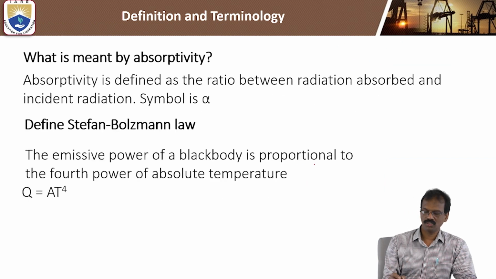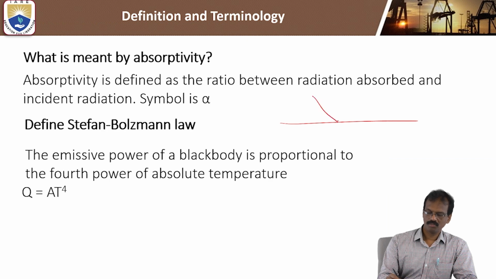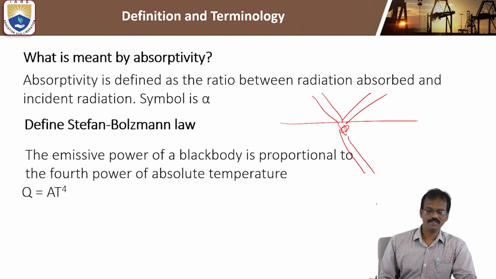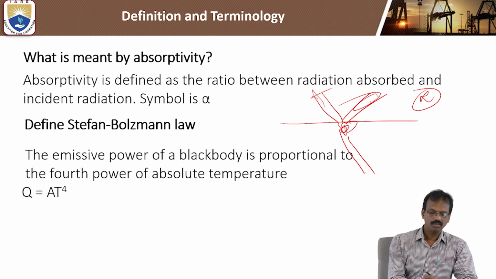Absorptivity: some portion will be reflected, some portion will be absorbed, some portion will be transmitted. Absorptivity is defined as the ratio between the radiation absorbed and the incident radiation. This is the incident radiation, and this is the radiation absorbed. It is represented by alpha.